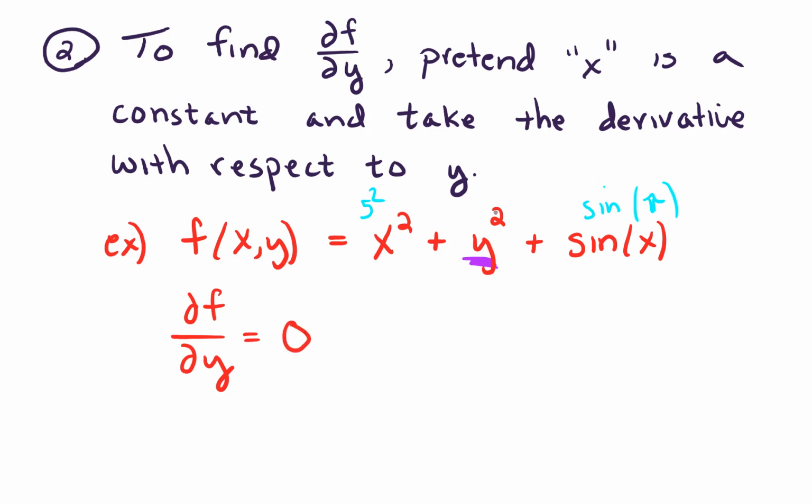The derivative with respect to y of y squared is 2y. And lastly, the derivative of sine x is going to be 0. Again, x is acting like a constant. Final answer here is 2y. Let's do some more examples.